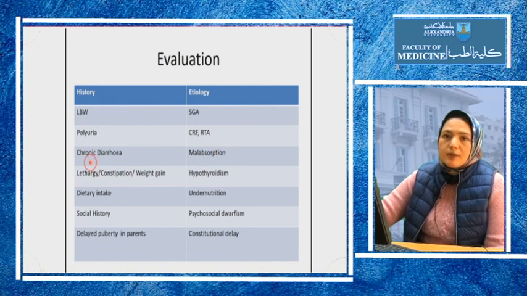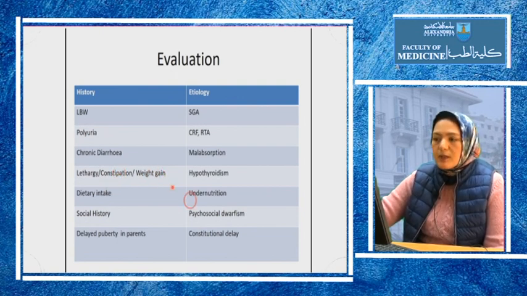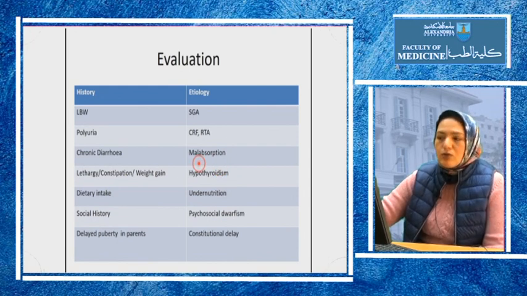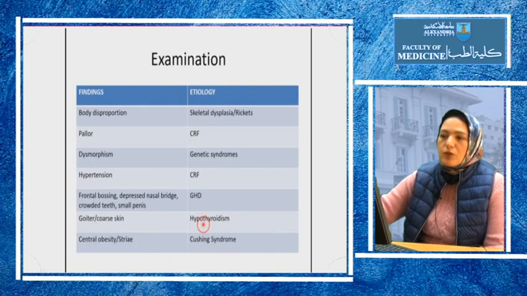If the patient presents with lethargy, constipation, weight gain, cold intolerance, you have to suspect hypothyroidism. As we mentioned, hypothyroidism is one of the common endocrine causes of short stature. Diet intake, it's very important to exclude malnutrition or undernutrition. Psychosocial history, to exclude psychosocial short stature, and definitely delayed puberty in cases of constitutional delay of growth and puberty.